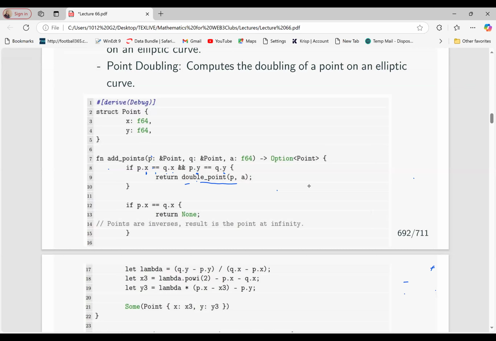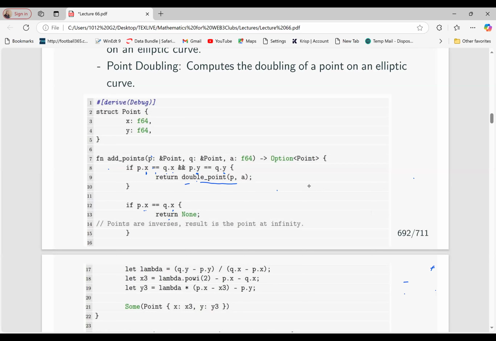Now, what about if it's only the x value and y value that are equal? If only the x values are equal, then it returns none, to mean this point is on the same vertical line. And therefore, what we interpret is that it has given us the point at infinity.